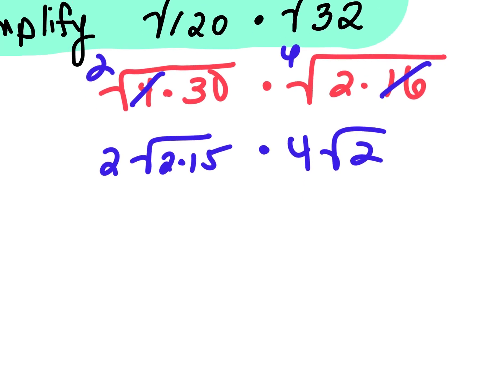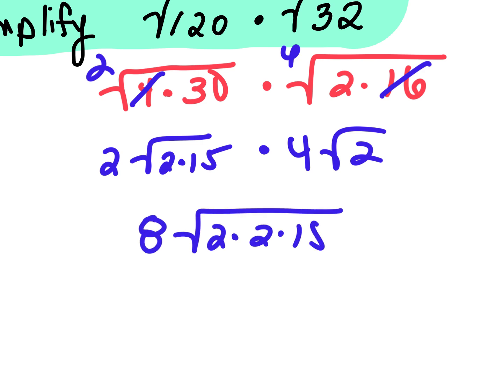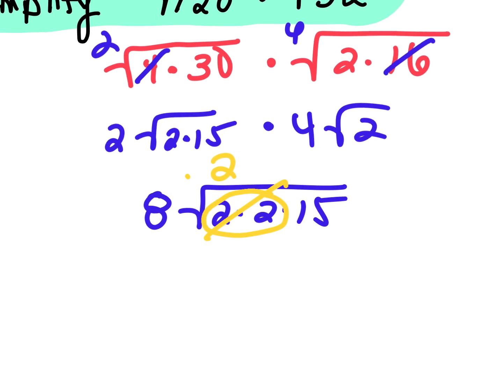So let's multiply what's on the outside. 2 times 4 is 8. And then what do we have left on the inside? 2 times 2 times 15. You guys agree? What do you notice about 2 times 2? It's 4. If you have a pair of something, remember I told you, you can take out a pair of something because what is 2 times 2? 4. What's the square root of 4? 2. So you can pull that out. So we're left with 8 times 2 is 16 times the square root of 15.